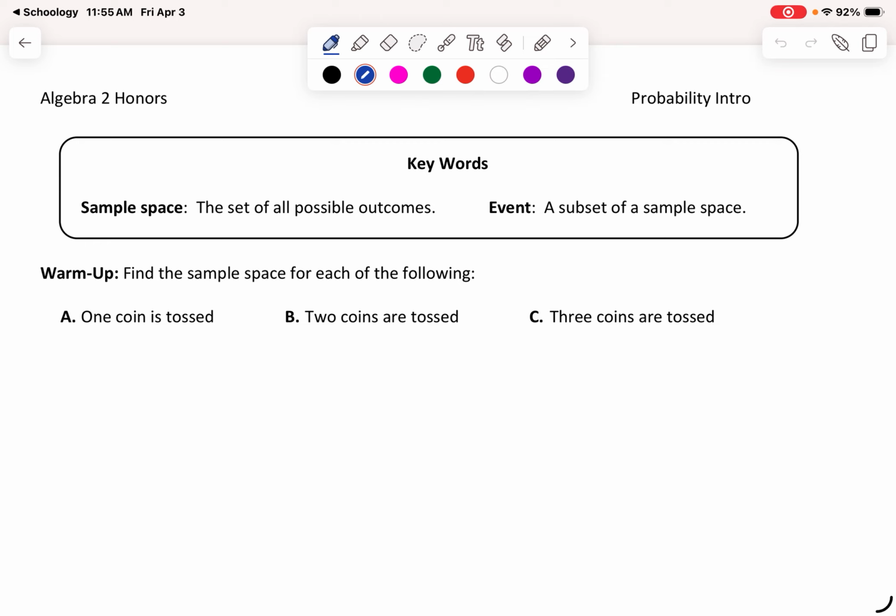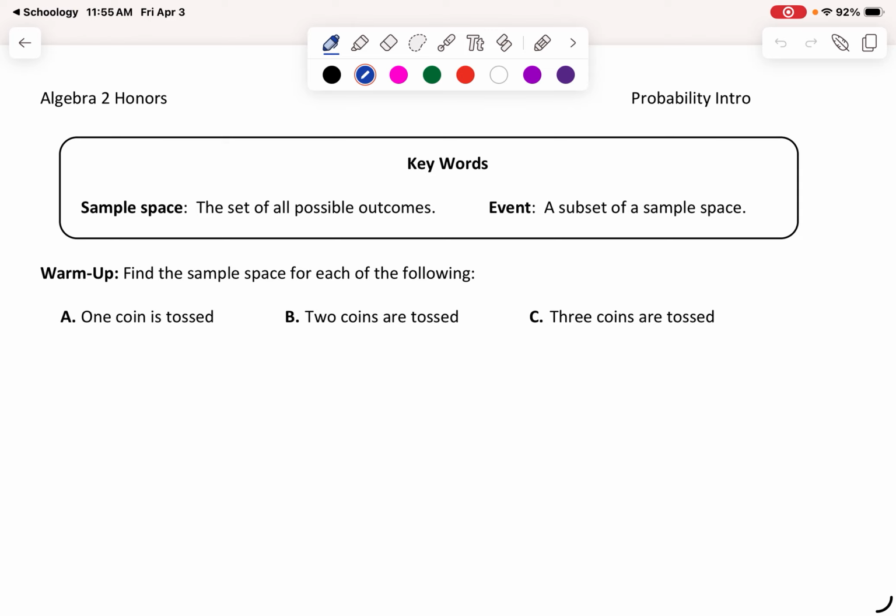All right, so keywords that we need to know before we get started here. First off, a sample space is the set of all possible outcomes. That's going to be our denominator. And then we have the event, which is a subset of a sample space. That's our numerator. When we were doing permutations and combinations, I accidentally kept saying, what's the probability of, and we weren't doing probability yet. We were just talking about all possible outcomes, or how many ways this can happen. We weren't talking about the probability of that happening, which is what this lesson is.